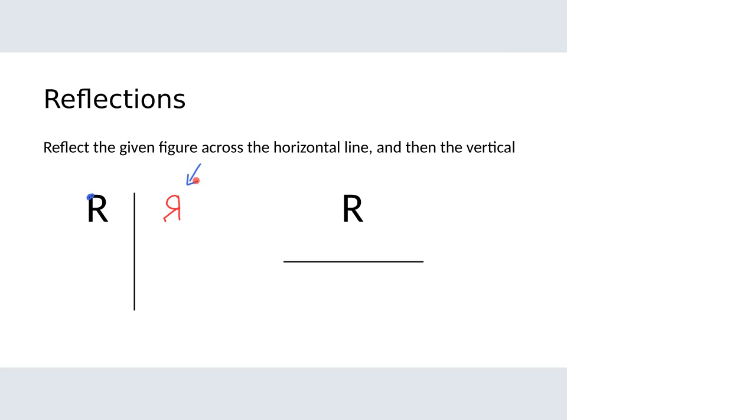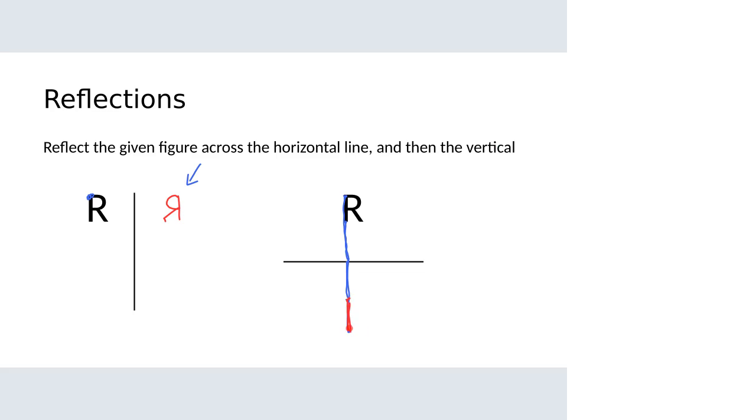Then if we're going to reflect across a vertical line, we could go perpendicular to the line of reflection, same distance away. So that's where that spot on the R is going to be. And I could go perpendicular to the line of reflection, same distance away. That's where that spot on the R is going to be. So when I reflect this, that side of the R is going to be right here.